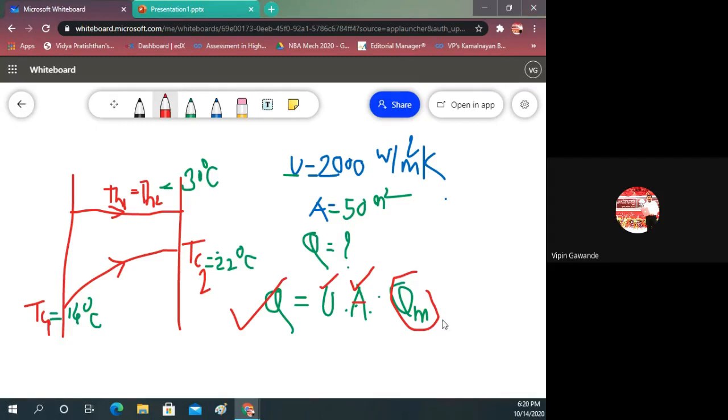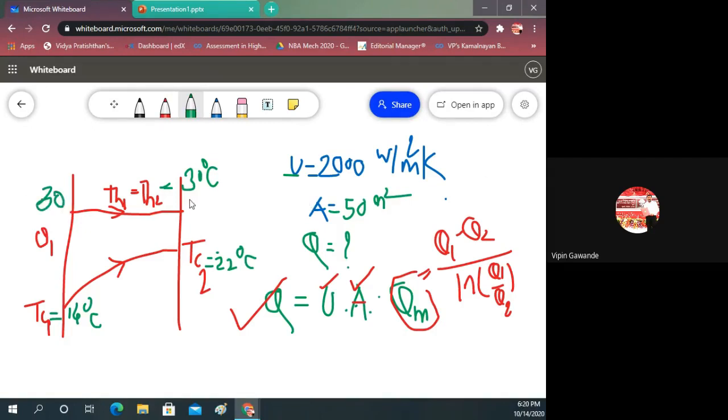Now when this is unknown, you write down the formula for this one. What is the formula? This is theta 1 minus theta 2 divided by ln theta 1 by theta 2. Okay. Now what is theta 1? So this is the same temperature, this is 30. This is also 30. So 30 minus 40, that is equal to theta 1.